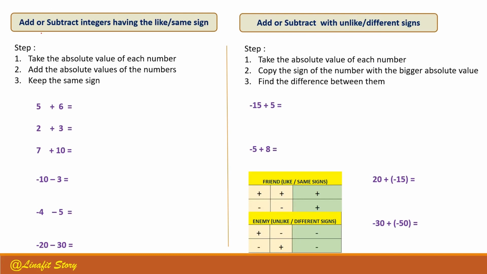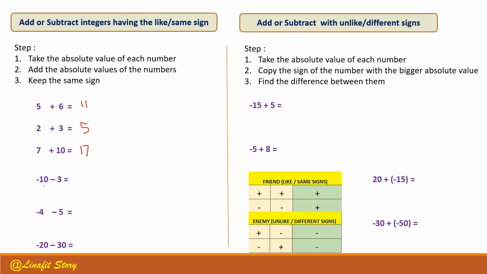How to add or subtract integers having the like or same sign? So here is the step. First, take the absolute value of each number. The second, add the absolute values of the numbers. And the last, keep the same sign. Remember, having the like or the same sign. So 5 plus 6 equals 11. 2 plus 3 equals 5. 7 plus 10 equals 17.